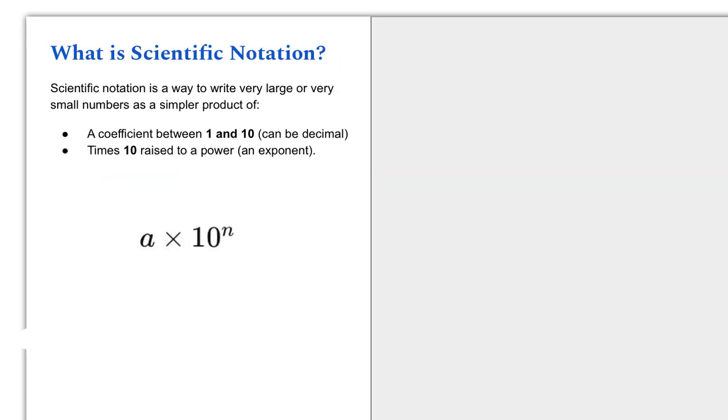So what is scientific notation? Well, as we learned before, scientific notation is a way to write very large and very small numbers, and the way we write it is a simple product. The coefficient will be between 1 and 10 and can be a decimal, and that coefficient will be multiplied by 10 raised to a power as an exponent. So here, a is our coefficient, and it is multiplied by 10, which is raised to a power of n.